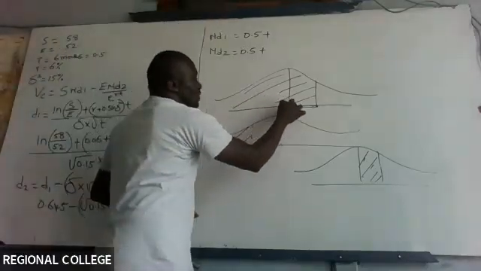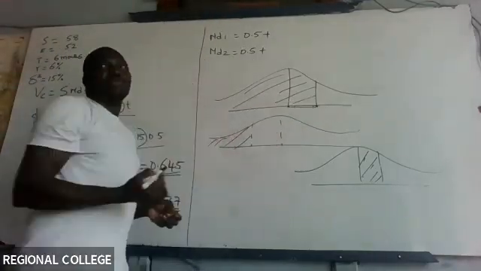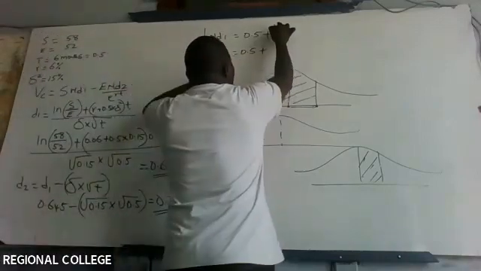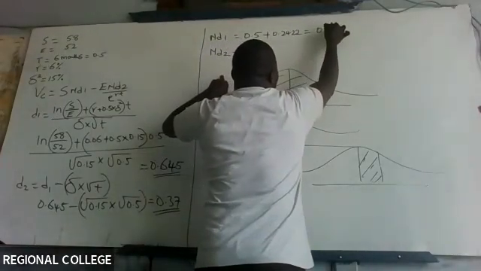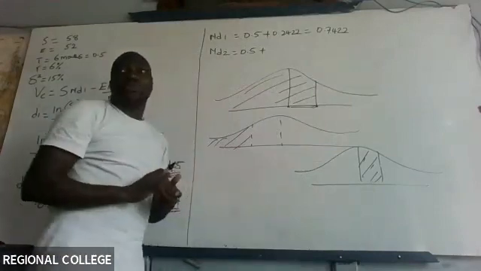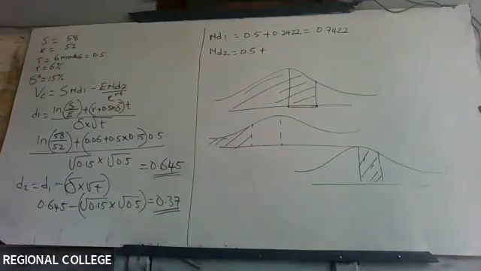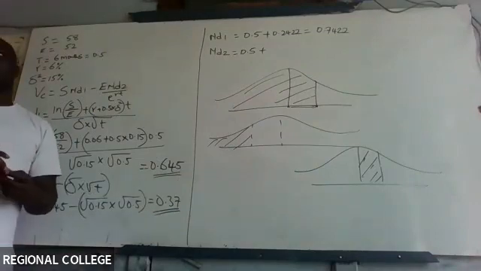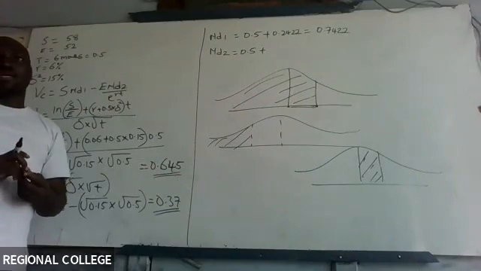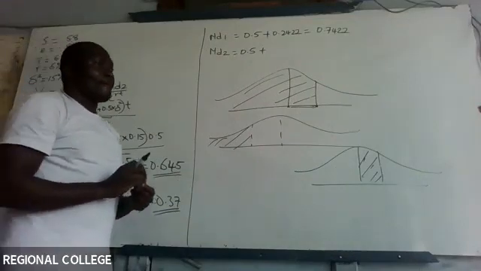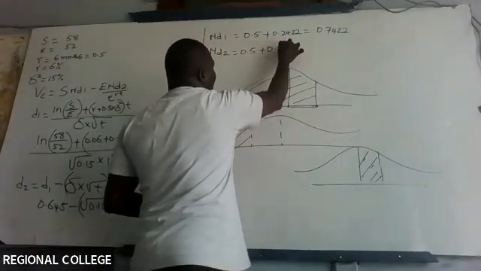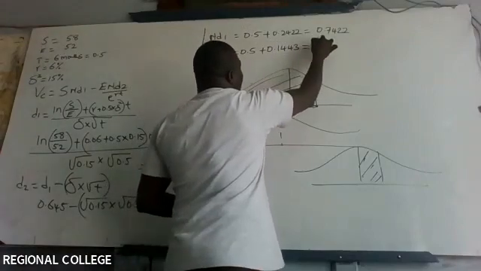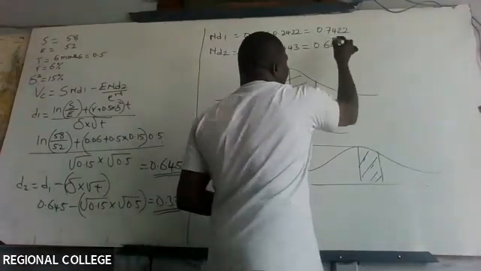So 0.2422 is from here to here. So the area to the left is 0.5, so it's 0.5 plus 0.2422. So I've got 0.7422. Then for the other value, it is plus 0.5, right? So that is 0.6443.